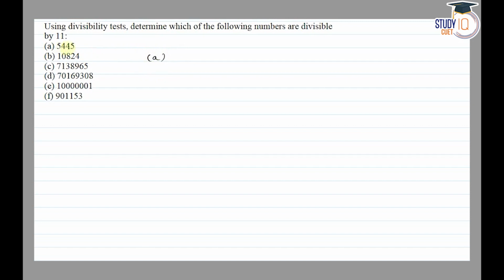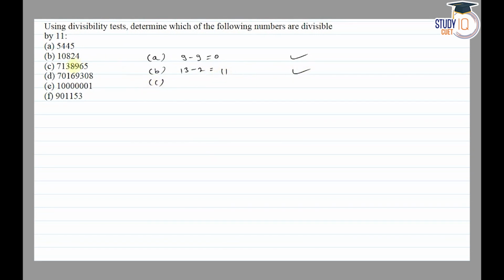5 plus 4 is 9, then 4 plus 5 is 9, so 9 minus 9 is 0, so it's divisible by 11. B: 1 plus 8 is 9, plus 4 is 13, then 0 plus 2 is 2. 13 minus 2 is 11, and 11 is divisible by 11, so it's divisible.